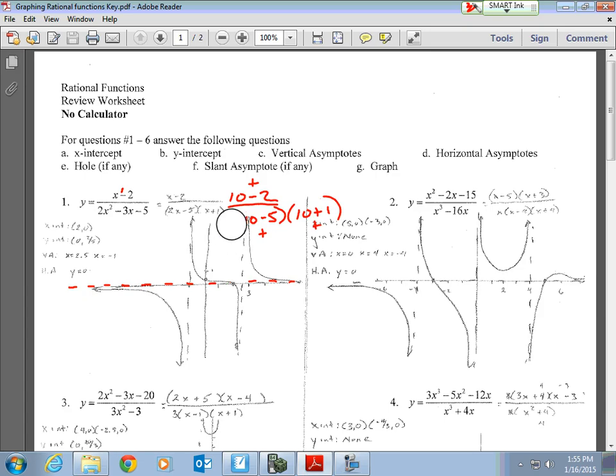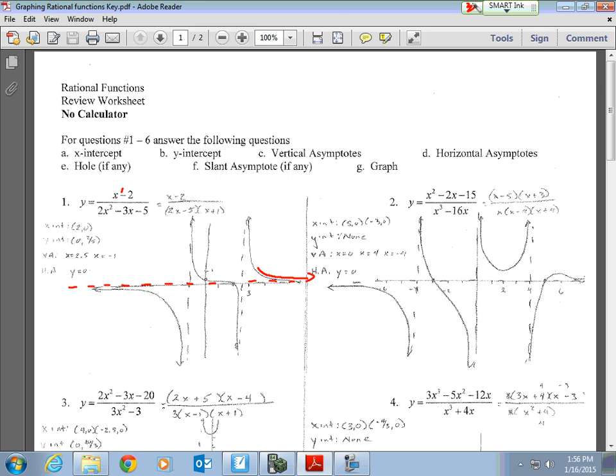That parentheses is in the wrong spot. Everything is positive. So my y value will be positive when x is going to infinity. And so it approaches the asymptote from the top. So my graph is going to come in and approach the horizontal asymptote from the top.